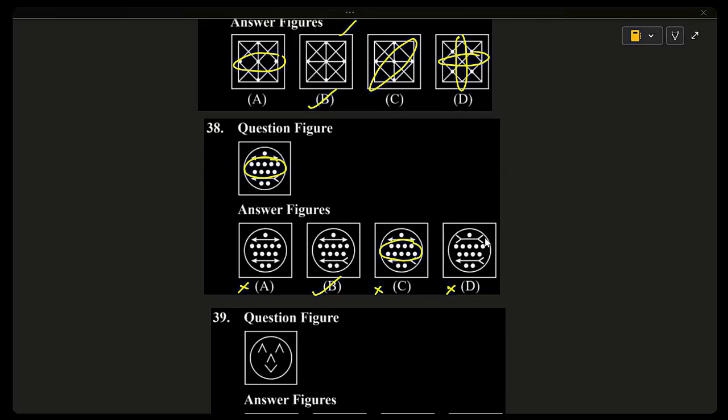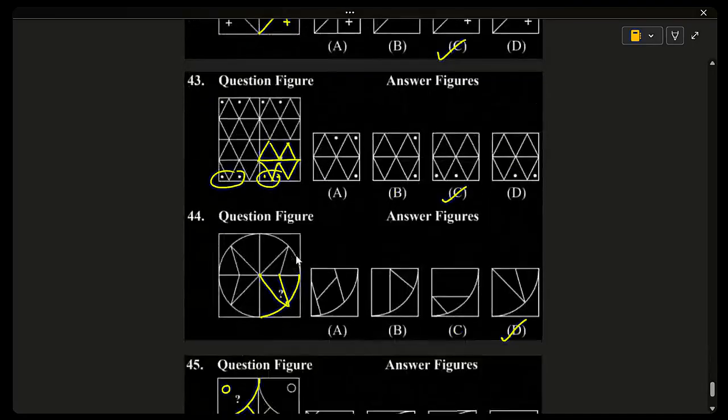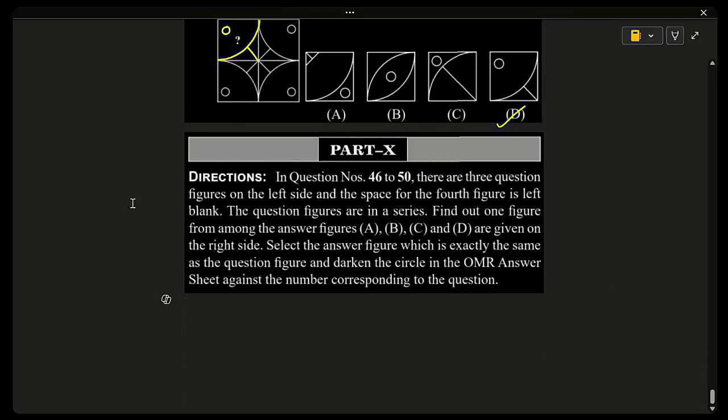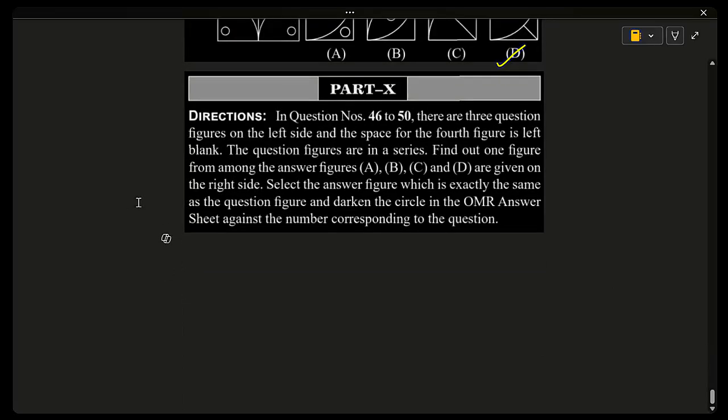Okay, last part in mental ability, that is part 10. Let's go through the directions. Part 10. In question number 46 to 50, there are three question figures on the left side, and the space for the fourth figure is left blank. The question figures are in a series.